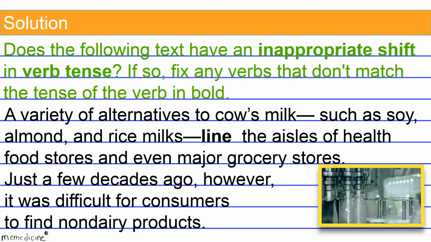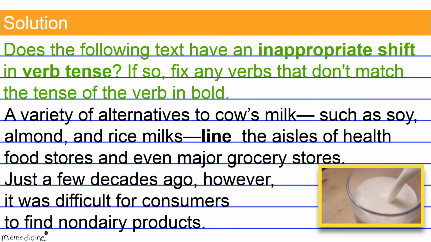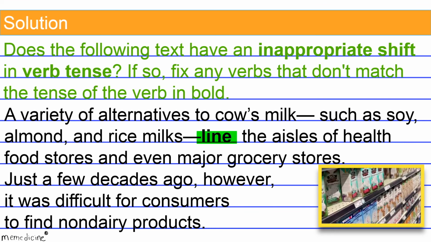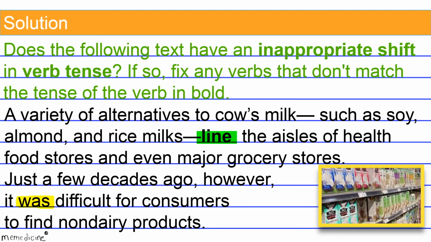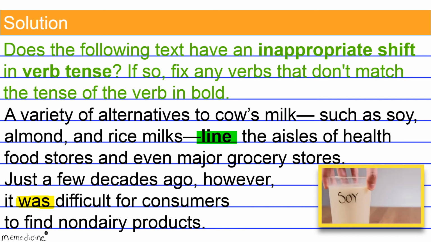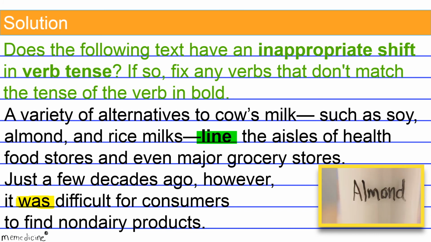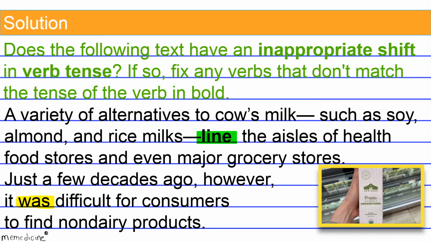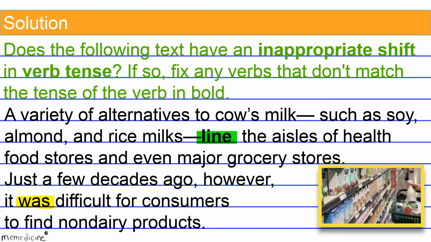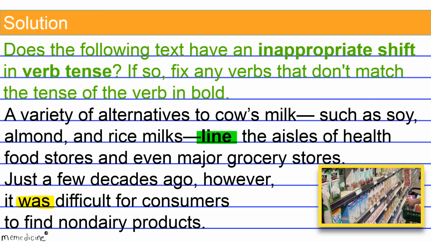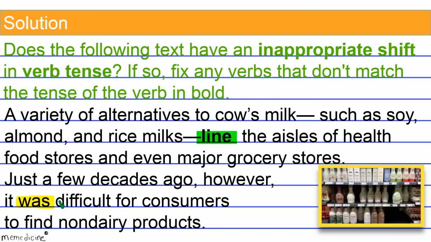All right, back to the original question, now for the solution. Look at the verb in bold, line. It is in the present tense. However, notice that the second verb was is written as a simple, plural, third person, past tense verb form. With the verb was, the sentence shifts to the past tense to discuss that it was difficult for consumers to find non-dairy products a few decades ago. This shift to the past tense is appropriate in this instance. No edit is required, as this verb form is correct.